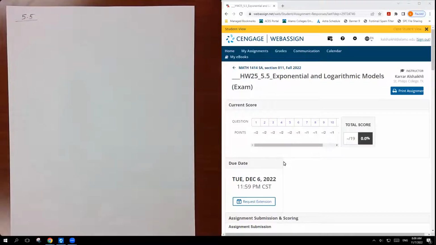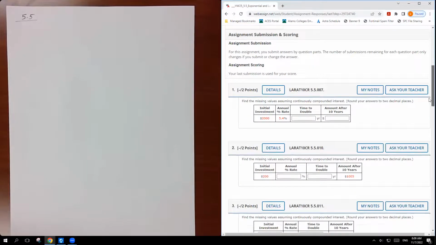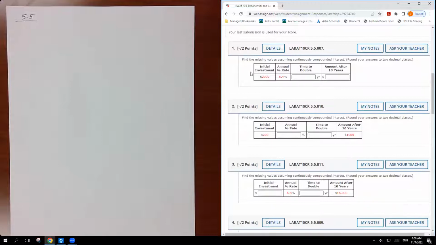So let's start with section 5.5, exponential and logarithm manual. The first example, check how they're gonna ask you. We're gonna fill this table. We have initial invest, annual rate of interest, time to double, and amount after 10 years. So this is the tricky example with this one. We need to find the time to double, the annual rate, and the amount after 10 years. So the first thing they're telling you here, assuming continuously compound interest.